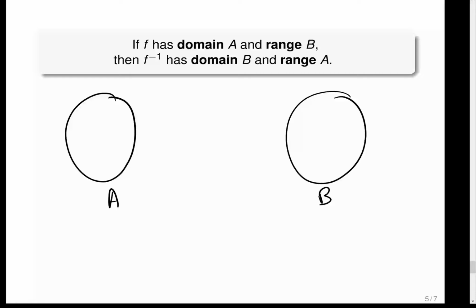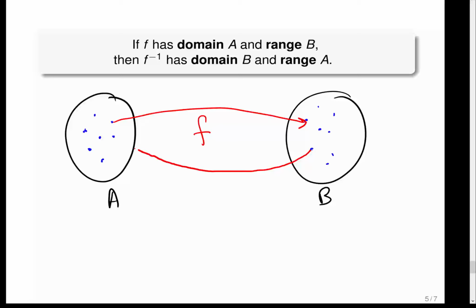So think of A as the set of inputs for the function f, and B as the set of outputs for f. Then the function f will map elements of the set A to elements of the set B. Now, since the aim of the inverse function is to take these outputs back to where they originated from, f inverse therefore takes its inputs from the range of the original function, and the outputs will land right back in the domain of the original function f.